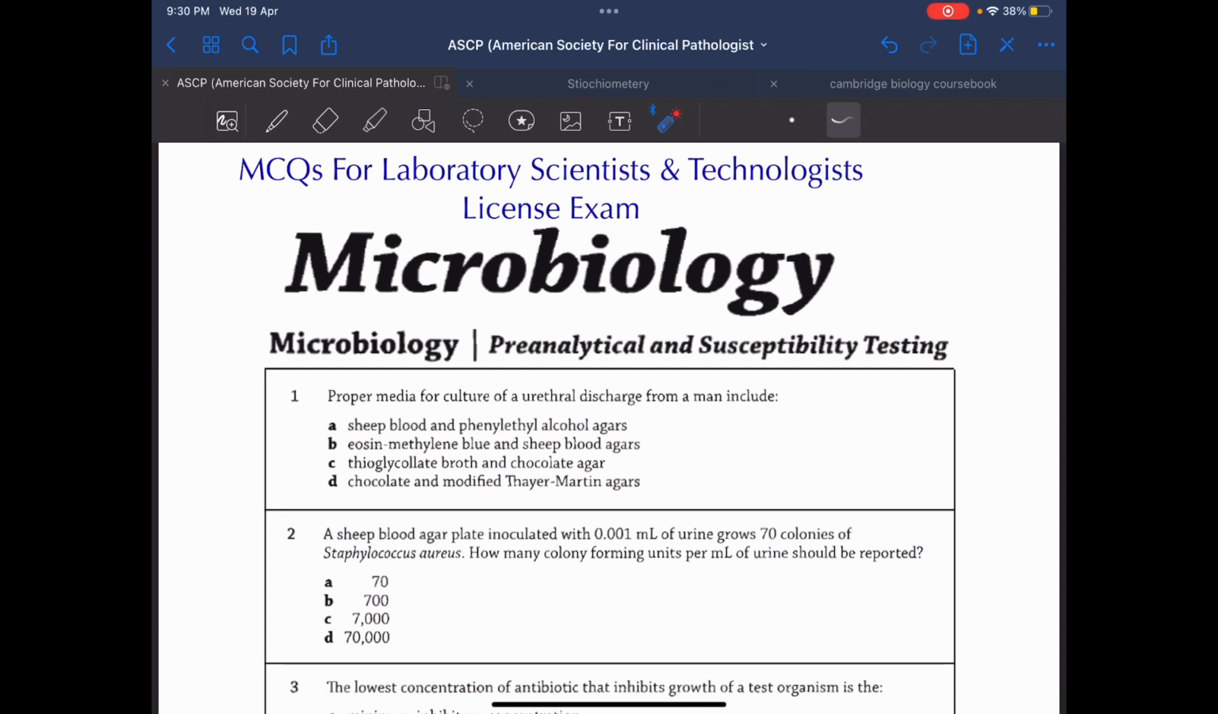The correct answer is D. Chocolate agar and modified Thayer-Martin agars should be used for recovery of Neisseria gonorrhoeae from urethral discharge. Chocolate agar provides the nutrients required by Neisseria gonorrhoeae, and selective media contains antimicrobial agents that inhibit other organisms and permits recovery of pathogenic Neisseria. So, the correct answer is D.